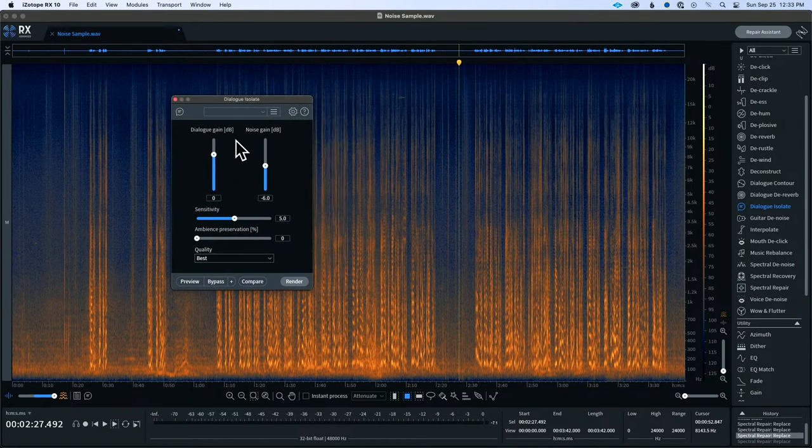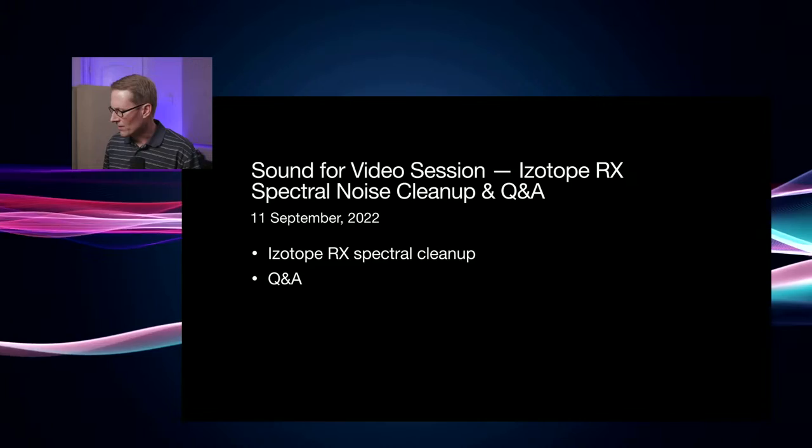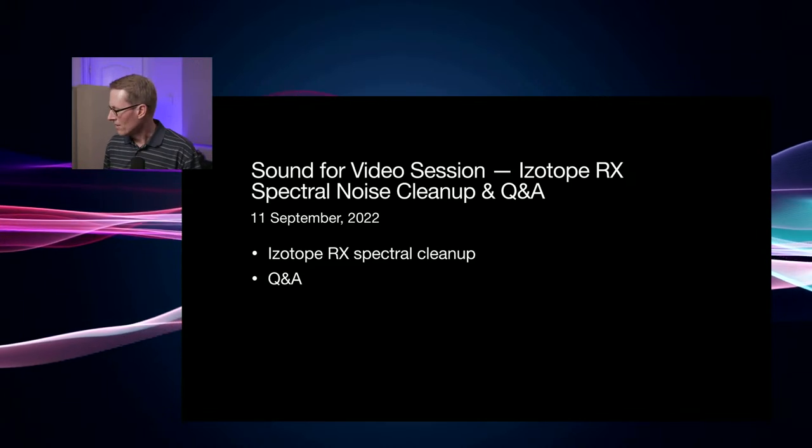So this one's a little bit simpler. This one's approaching things differently. Let me just come back over here, actually, just to give it an explanation. Dialogue Isolate is using machine learning. And so the machine learning is given a bunch of different audio samples with different types of noise in it. And it uses that to be able to identify what's dialogue and what's not dialogue.